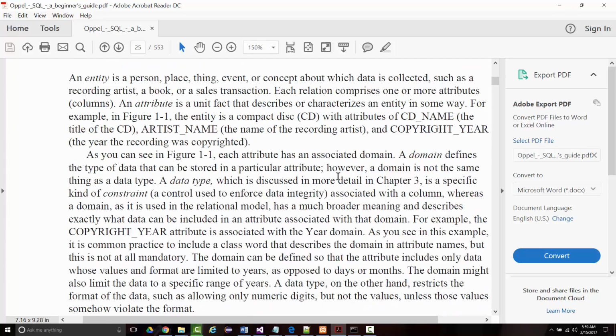So what's an entity? Well, back in the olden days, not so much anymore, an entity was defined as a noun, because a noun is a person, place, or thing. But that definition has been expanded upon over the years. So now an entity is a person, place, thing, event, or concept. So it can be something intangible, like a concept.